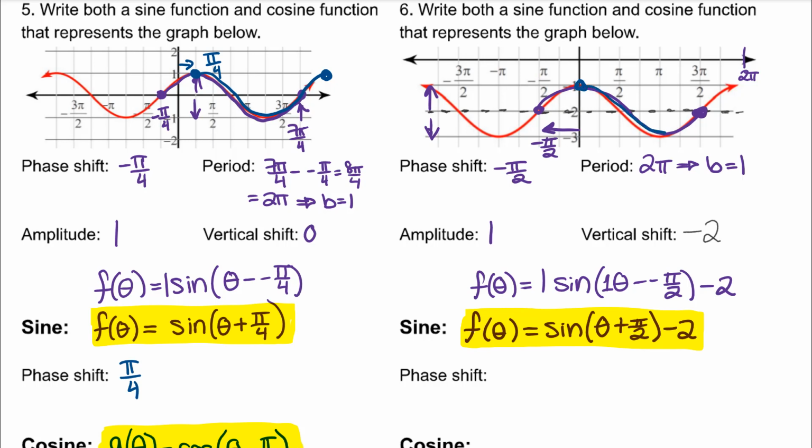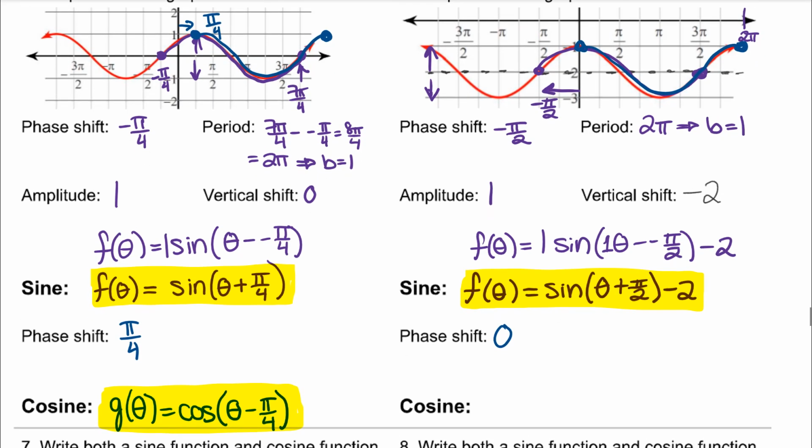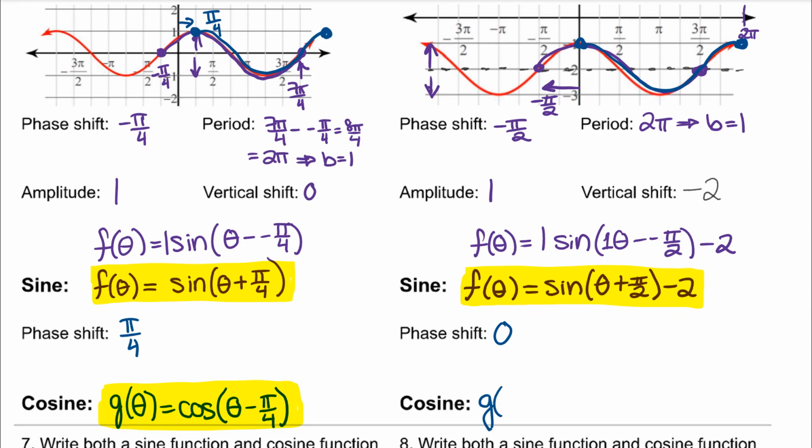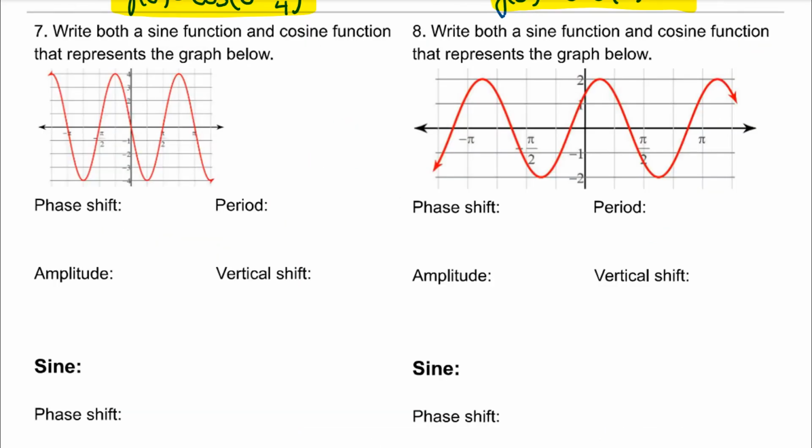A period of cosine would have no phase shift. So to write this as cosine, it's literally just the parent graph shifted down 2. Cosine of theta minus 2. Number 7 will have multiple transformations.